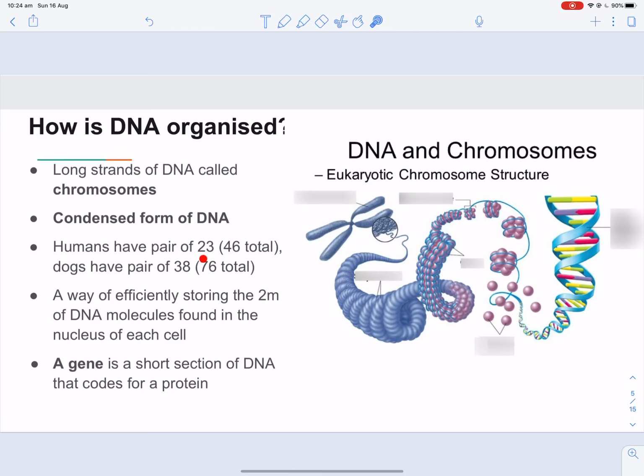So we have a pair of 23 of these chromosomes, which gives us 46 in total. We get half from each of our parents, and the same thing for dogs, but they just have 38 pairs.